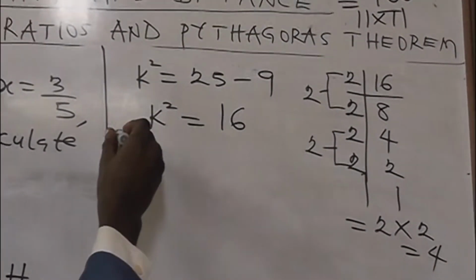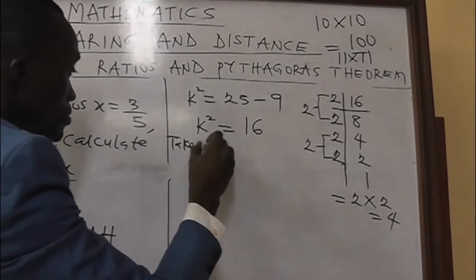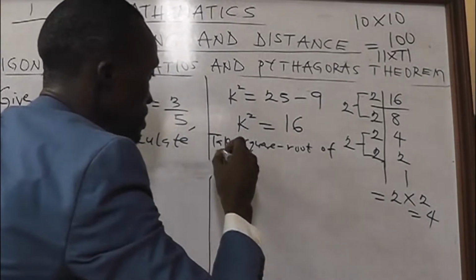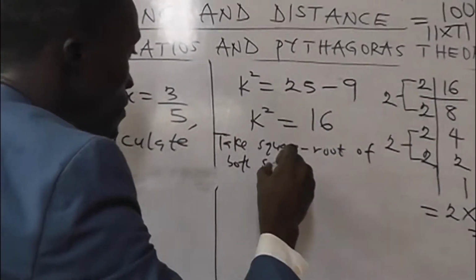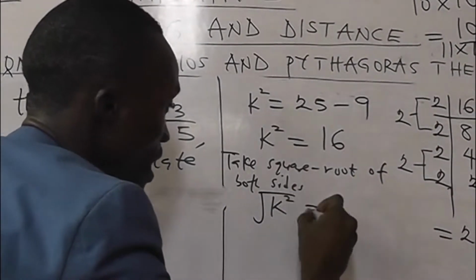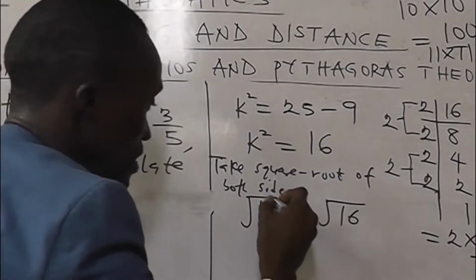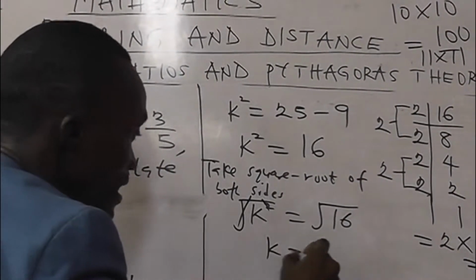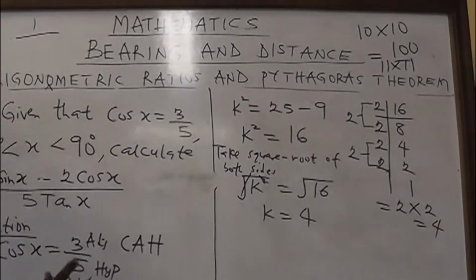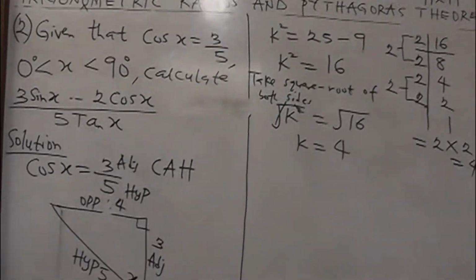So therefore from here, if you take square root of both sides, we have square root of k square is equal to square root of 16. So from there, k is simply 4. So this is 4. Instead of k, I'll replace that one with 4.